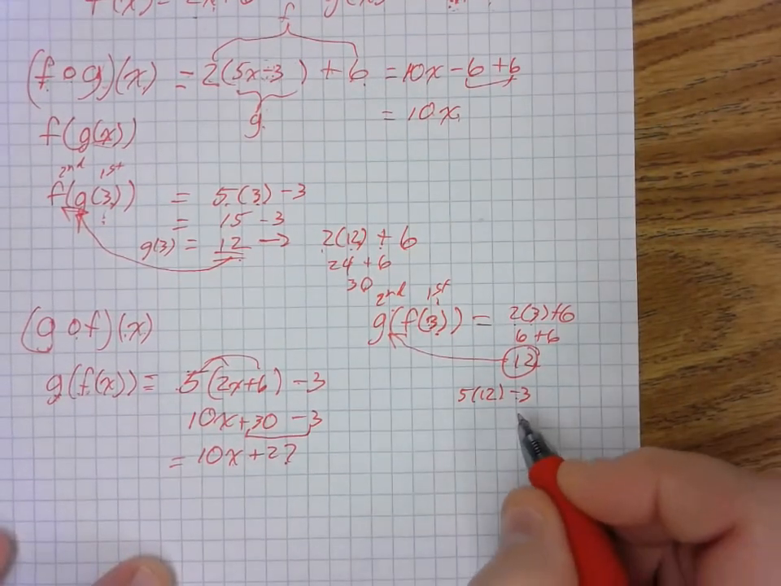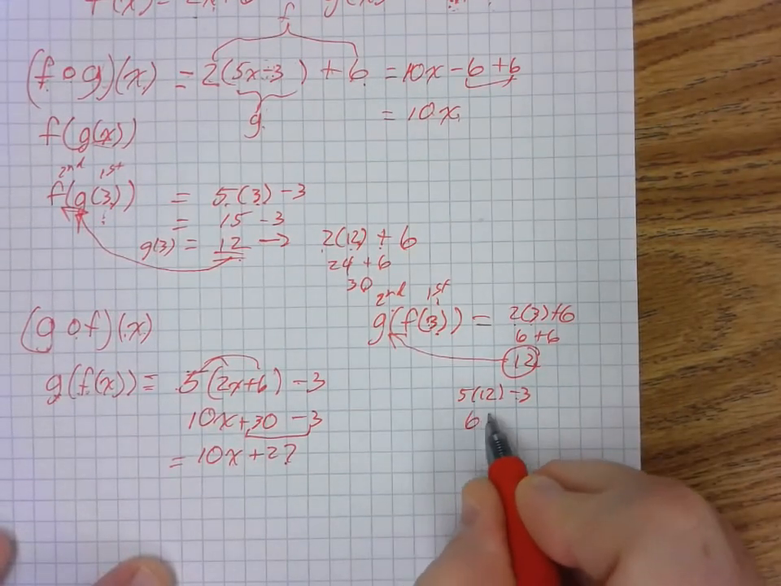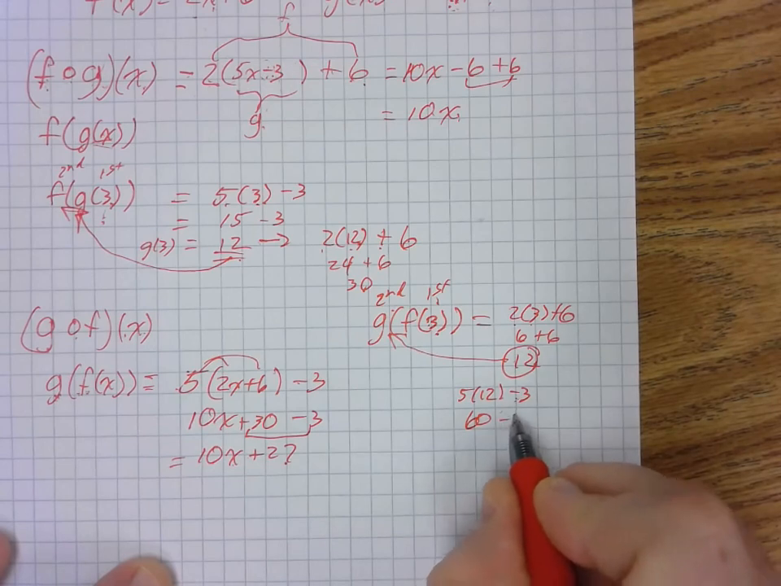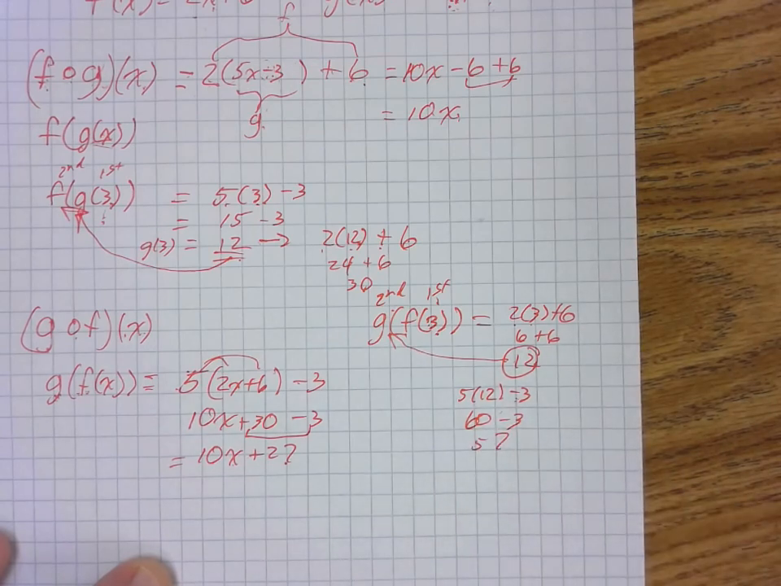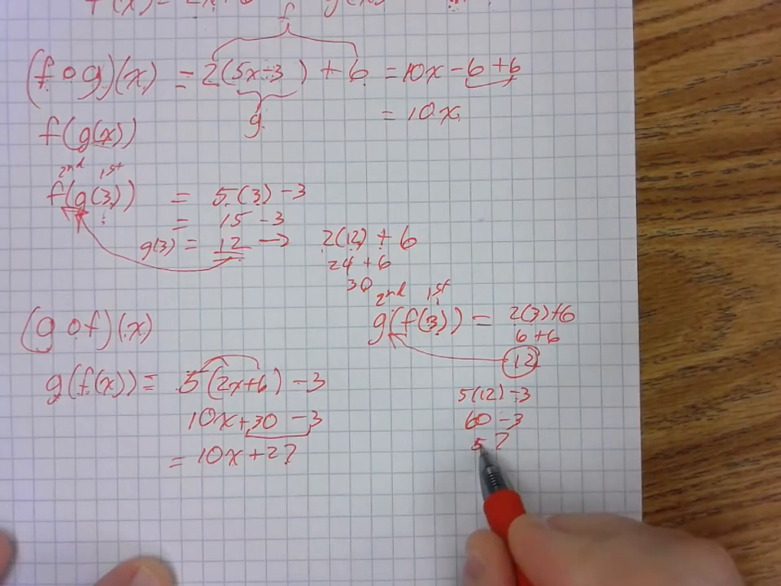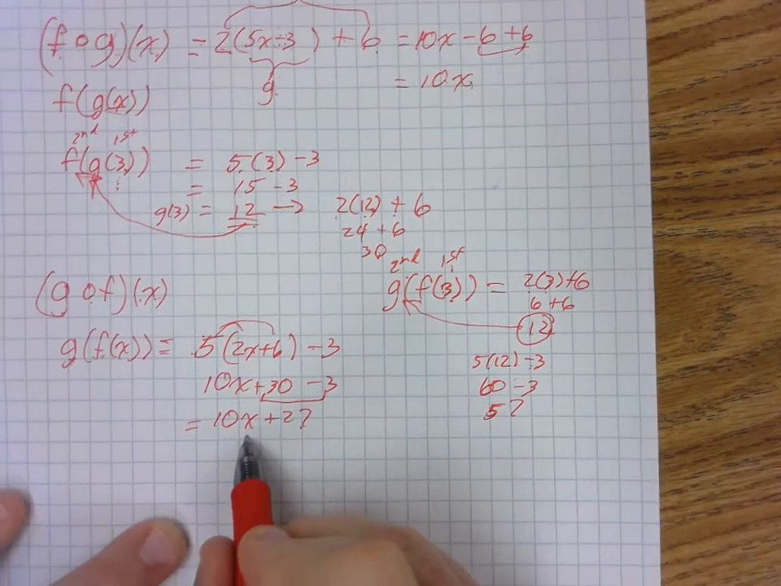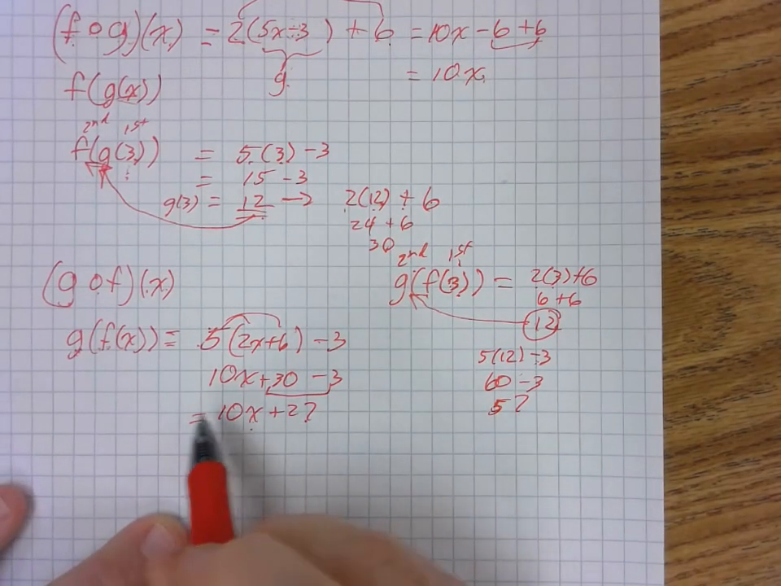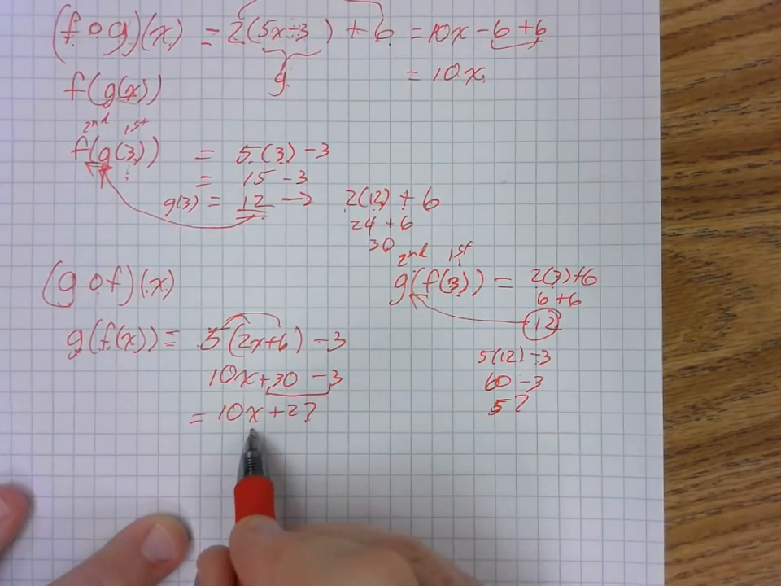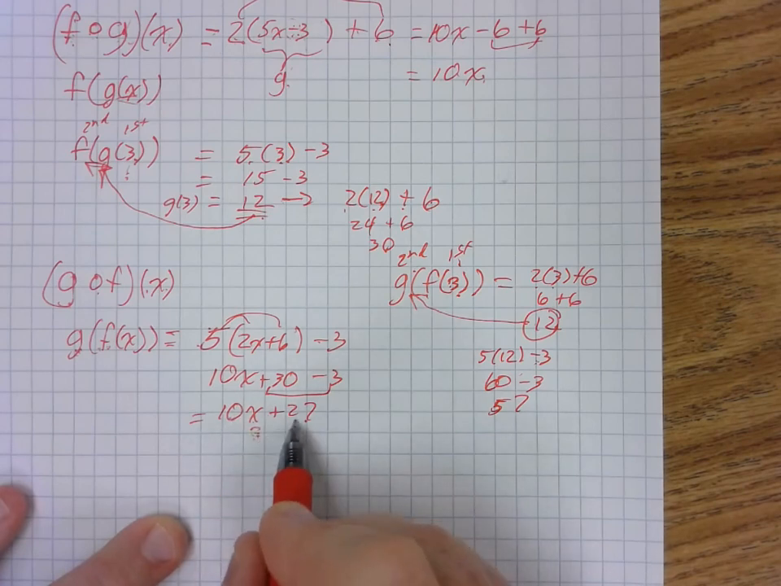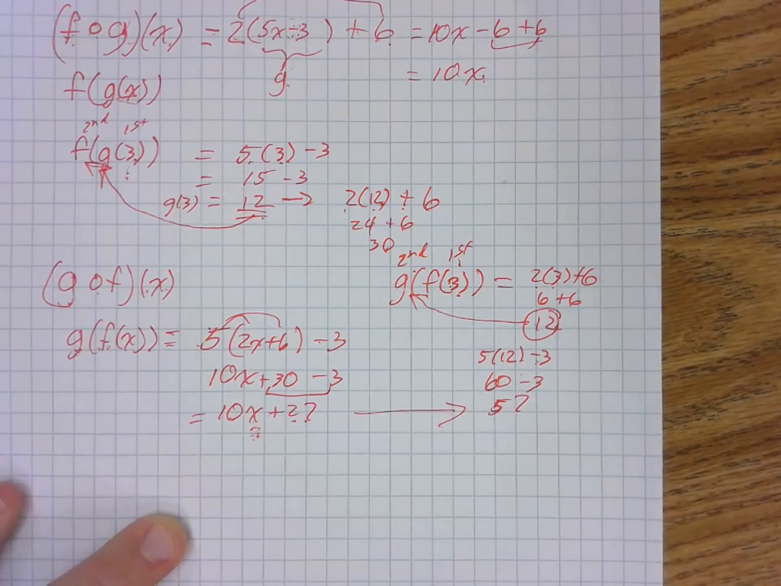So 5 times 12 is going to give us 60. And then 60 minus 3 is going to give us 57. And we can check to see if that's accurate, because if we put a 3 here into our different function, this is actually creating a brand new function. We put the 3 here. 3 times 10 is 30. 30 plus 27 outputs the same 57.